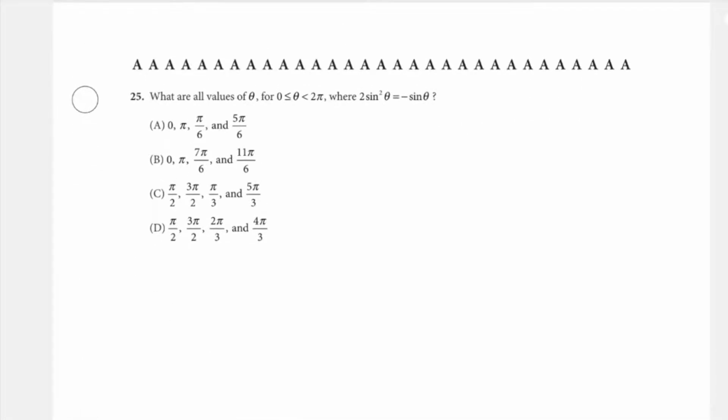Right. And then the next one, values of theta, 0 to 2 pi. Okay, so we're going to have to solve this trig equation. Now you could divide both sides by sine theta, but I would not recommend doing that because you have to think about, oh, what if sine theta is equal to 0? And if you look at it, that's actually going to be a solution. You're better off setting this thing equal to 0 and solving.